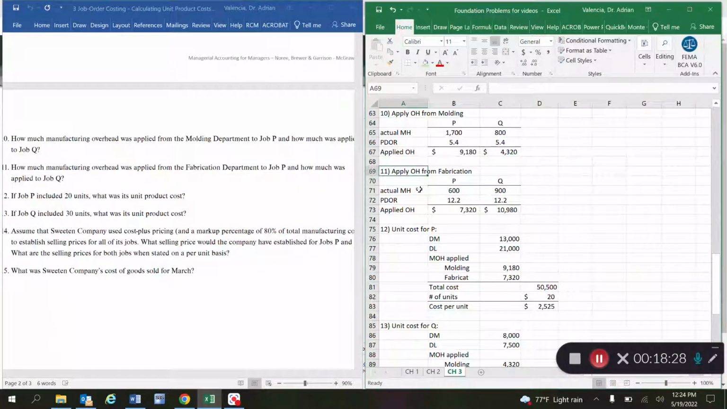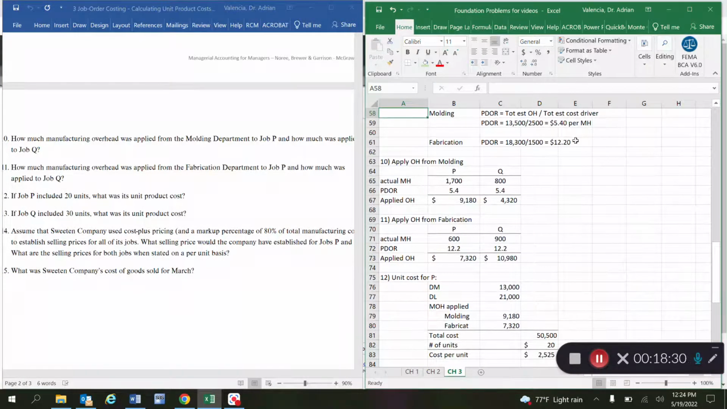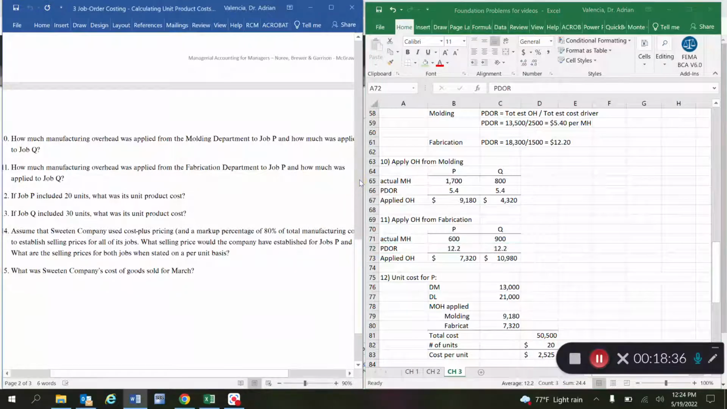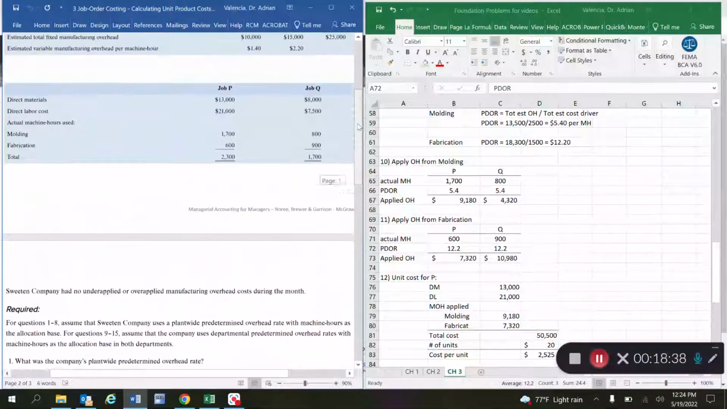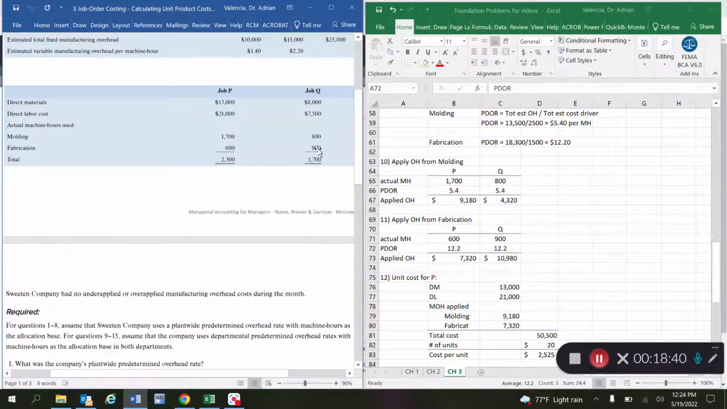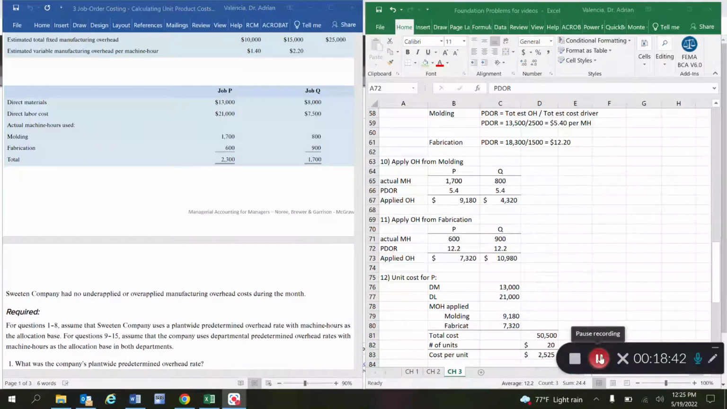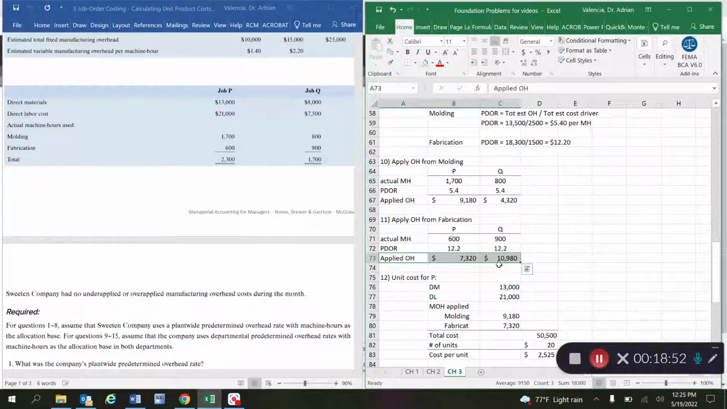We know the predetermined overhead rate was 12.20, so that's what we're going to use over here. But now we need the actual machine hours. What actually happened? It was 600 and 900 respectively. So when we apply this overhead, we end up at 600 times 12.20, that's 7,320, and roughly 11,000 for Q. These are the estimated overhead amounts.